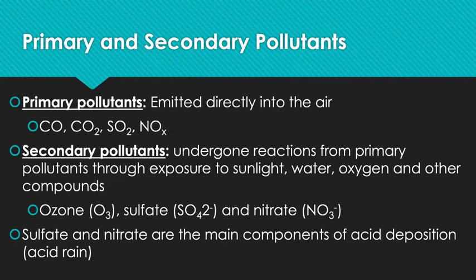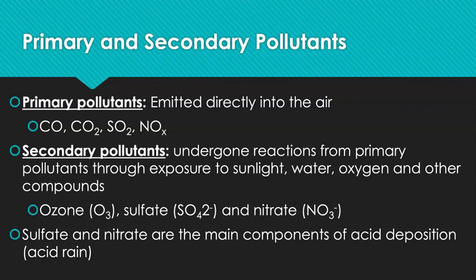So first of all, your primary pollutants are going to be pollutants that are emitted directly into the atmosphere. So for example, if the chemical is coming out of the tailpipe of a car or out of a smokestack at an industrial facility, chemicals that are primary pollutants would include carbon monoxide, carbon dioxide, sulfur dioxide, and your NOx chemicals or your nitrogen oxides, such as nitrogen dioxide and nitric oxide.